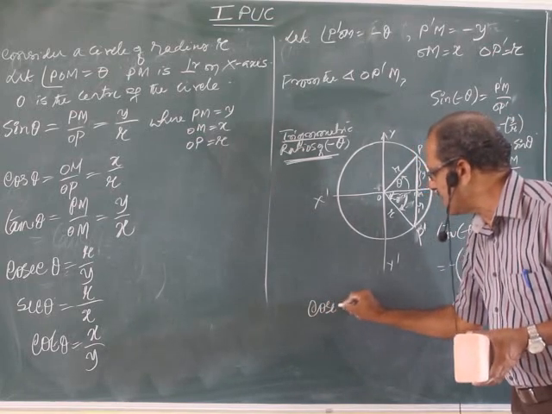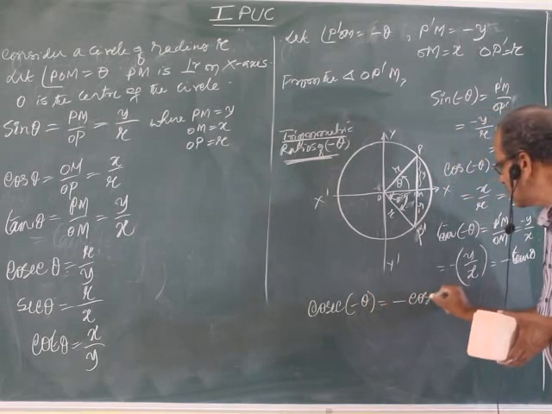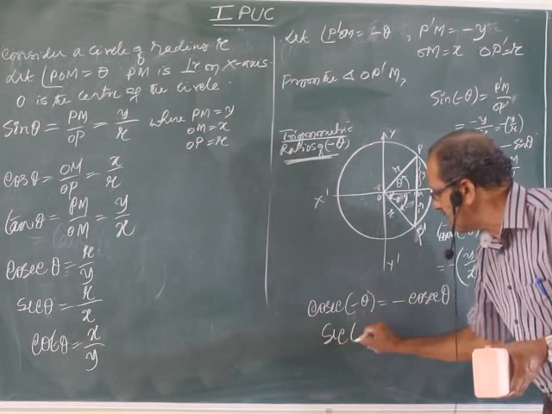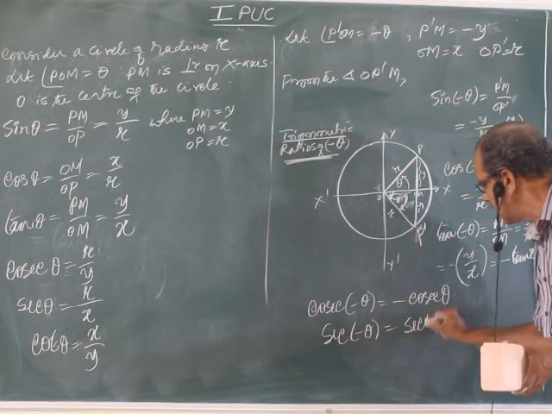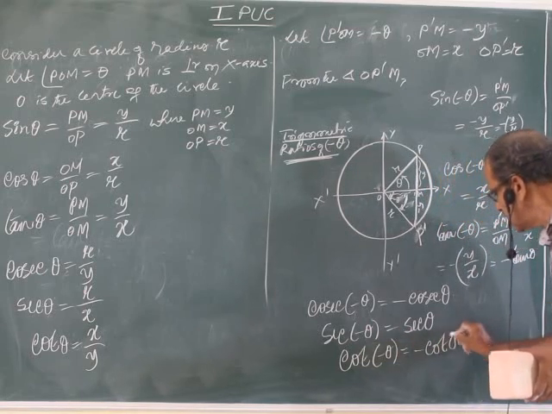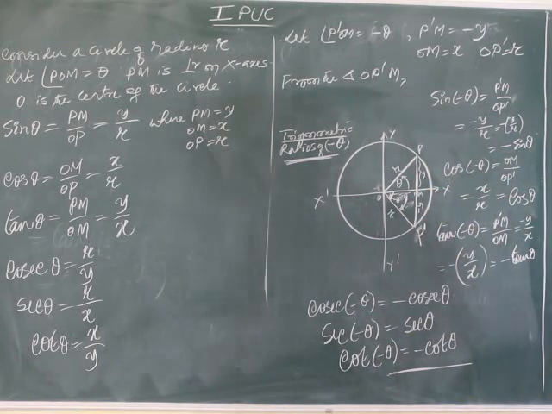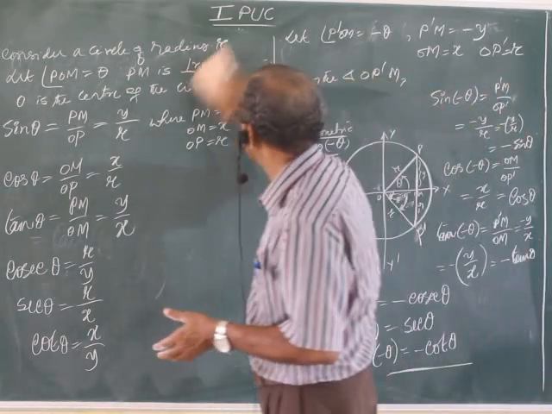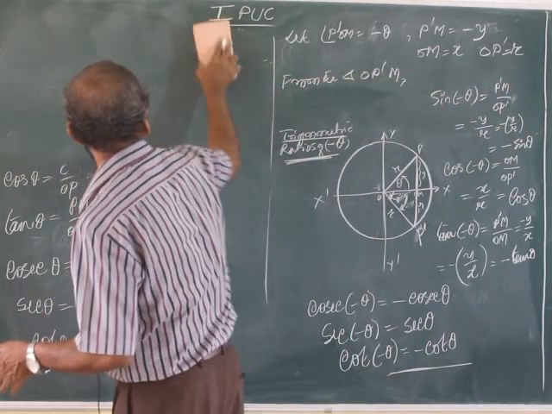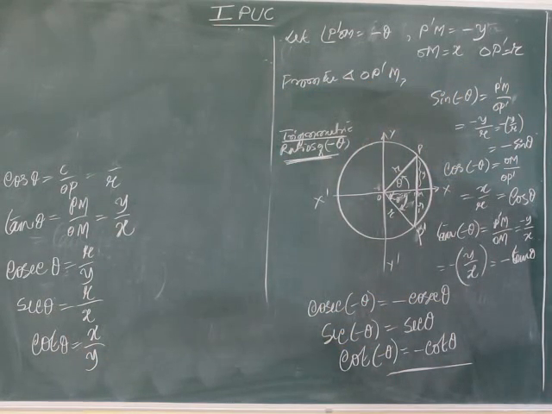Remaining things let me write straight away, you can try at home. Cosecant of minus theta is minus cosecant theta. Secant of minus theta is secant theta. Cot of minus theta is minus cot theta. This is the relation between trigonometry ratio of theta and minus theta.